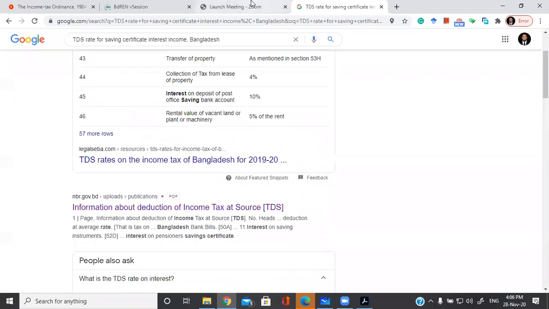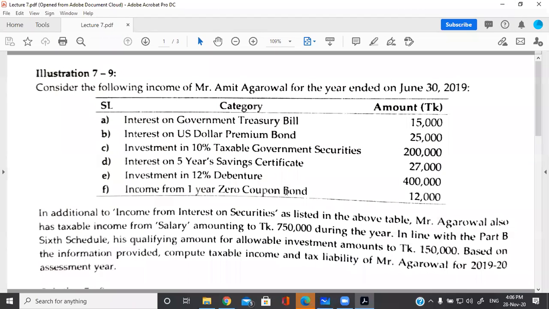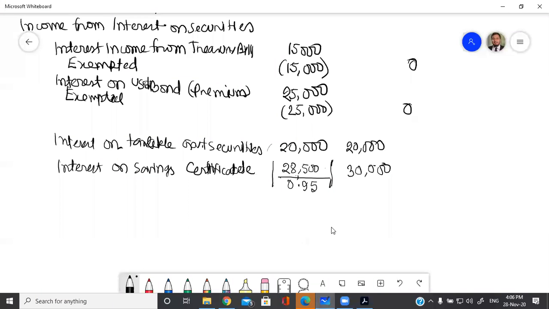Okay, so I need to double check whether it is 5% or 10% on interest income, but so far I can recall it is 5%. So to match with the text, let's take it 10%, but I'll confirm it by posting a notification whether it is right now 5% or 10%. Okay, so here how much percentage of TDS we have taken? 10%. Okay.